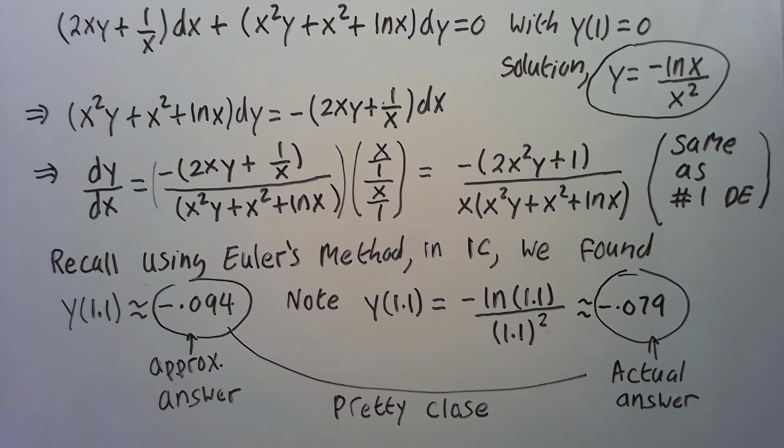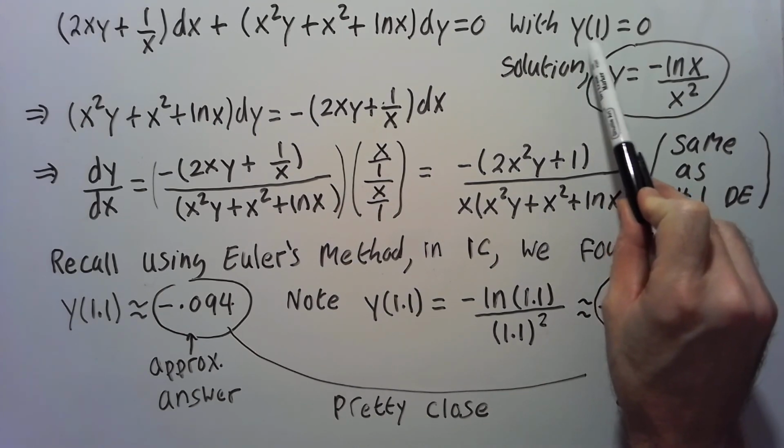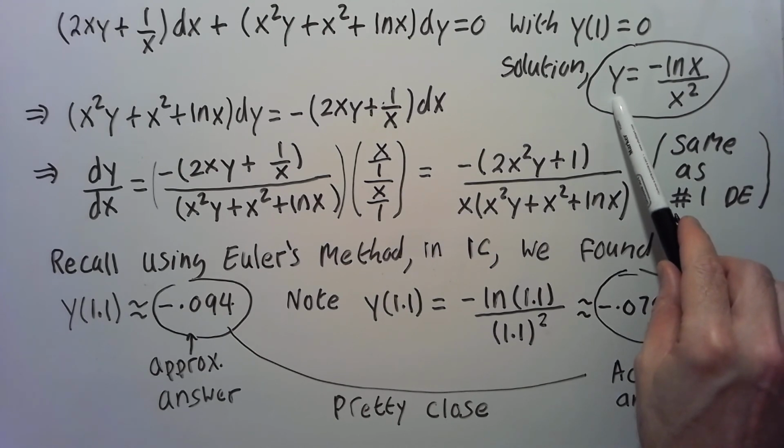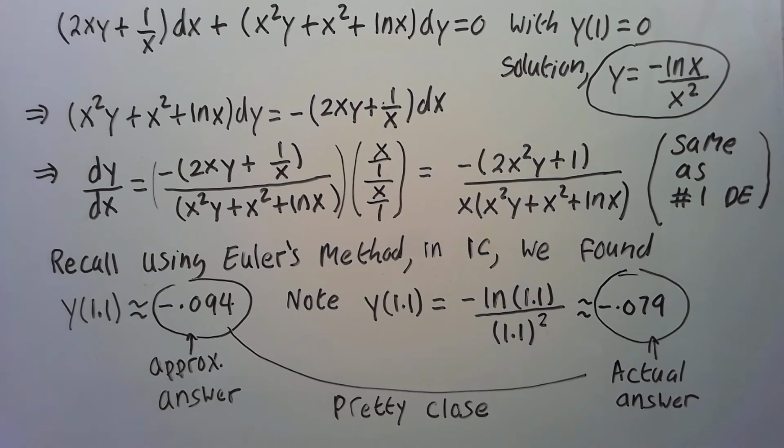So just to summarize, over here was the answer from Euler's method, which was negative 0.094. So that's our approximate answer. And here we found our exact answer was negative 0.079. So you can see they're pretty close. Also in question 1, we used a slope field to graph an approximate solution curve passing through y of 1 equals 0. So you can check if you graph this, you can compare it against the graph we had in question 1. I won't do it here. I'll let you check that. They should be pretty close. Okay, so we're done with the question, so let's leave it there.